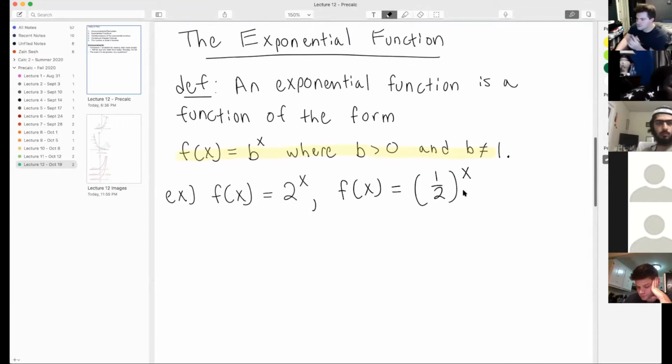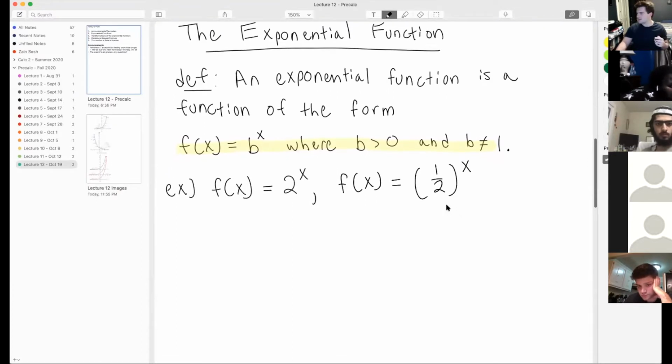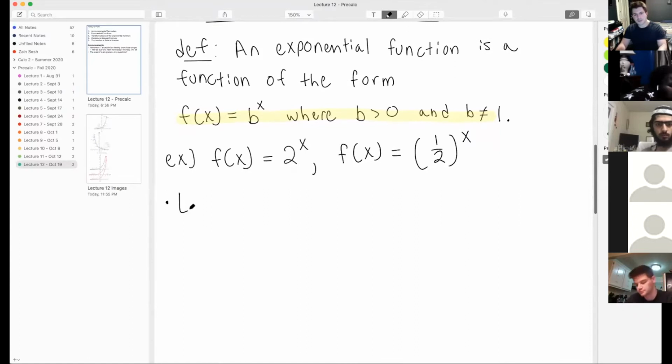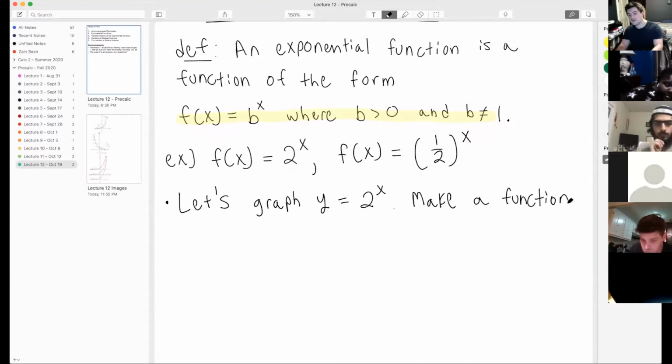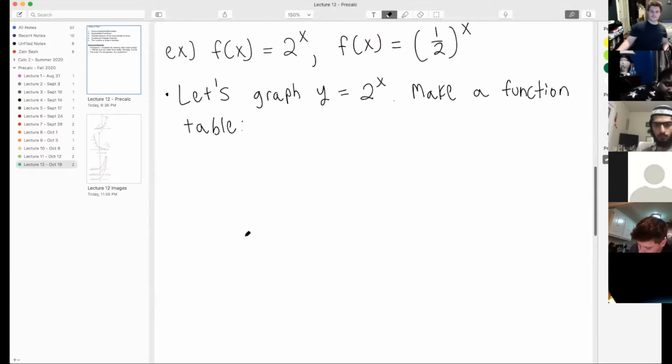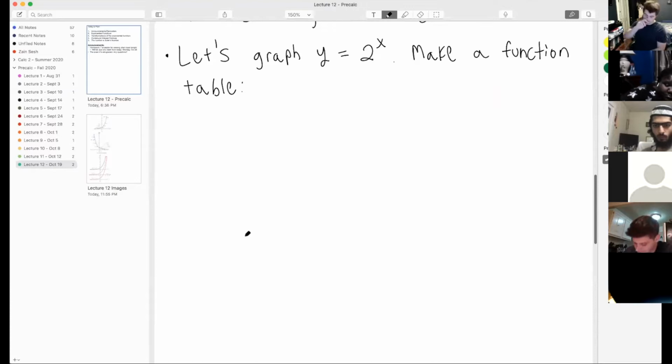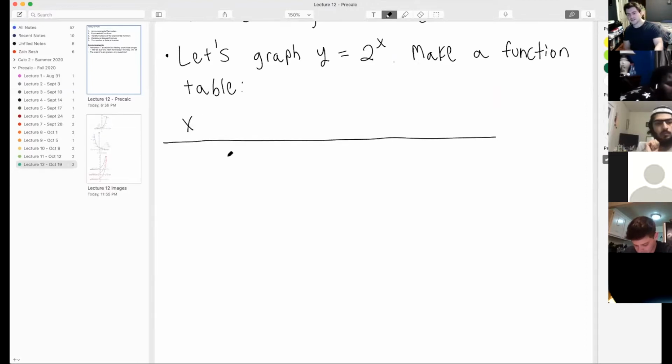Let's graph one of these guys. Let's graph y equals 2 to the x, and we'll do so just by making a function table. Our good old function tables. Recall that to make a function table, you just want to pick some nice values of x to plug into your function.